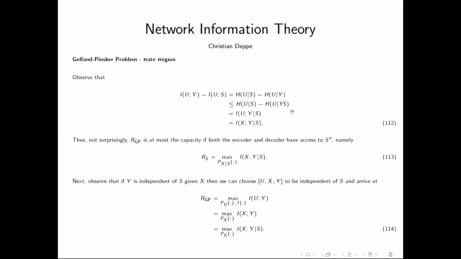So you see here several cases of what happens if the decoder has access to S^n, or if Y is independent of S. But this somehow is clear, because if Y is independent of S, that means this source doesn't have any influence on the channel output. And then that's really what only makes sense, that you get Shannon's formula here.